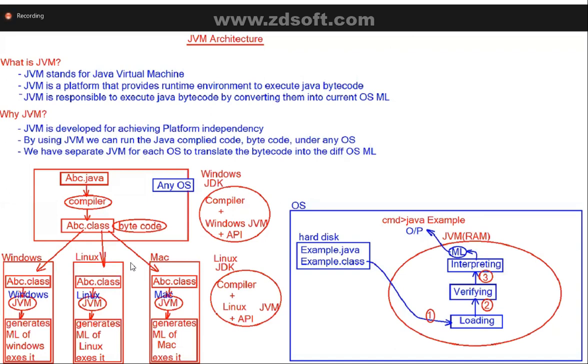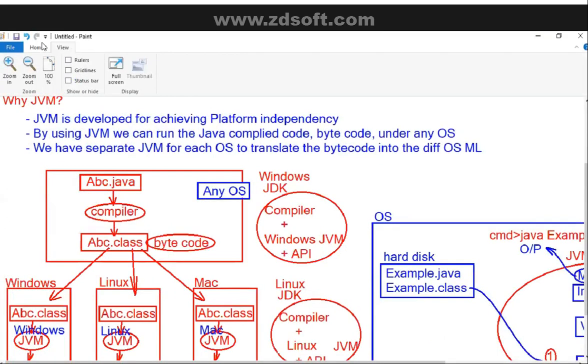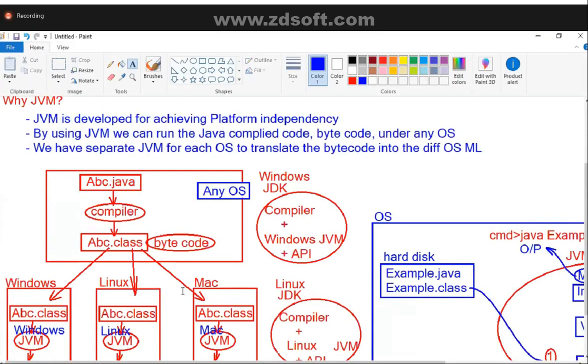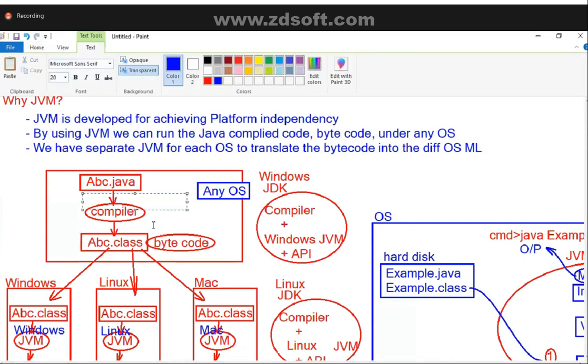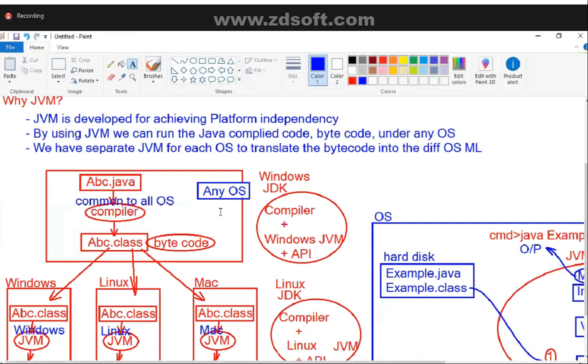Java achieved platform independency by using bytecode and by using JVM. Java program is compiled into bytecode, not machine language. And further, the bytecode is translated into the current operating system's machine language by using JVM software. Tell me, is this compiler specific to any OS? No. Compiler software is common to all OS. So JVM is specific to OS, but the compiler is not specific to OS. It is common to all operating systems.